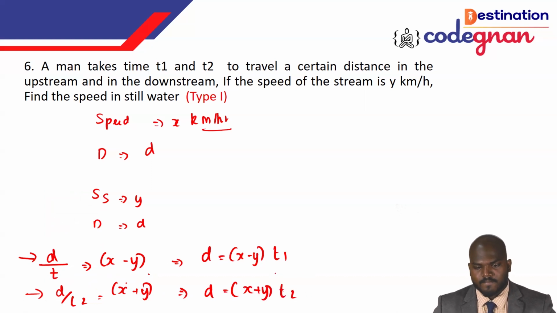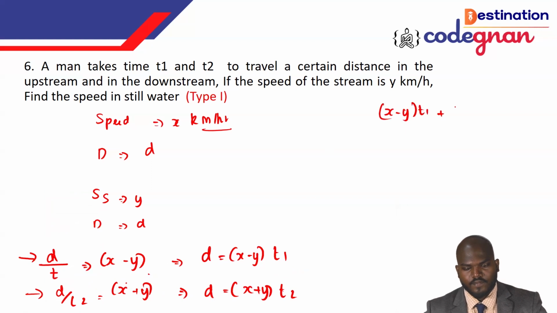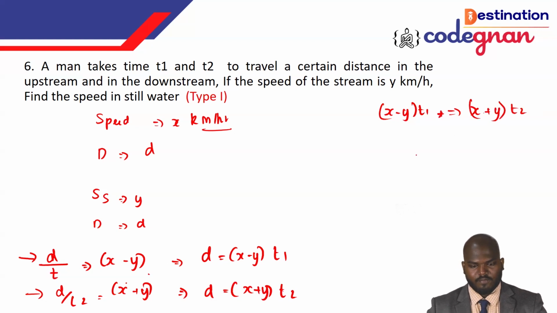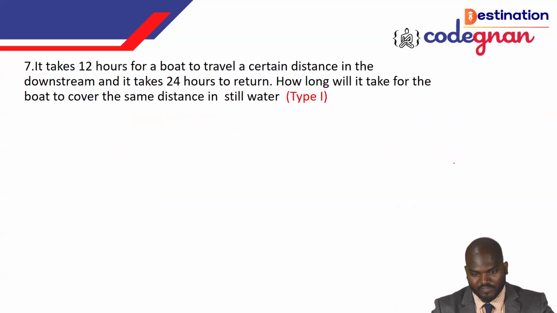And they are saying you want to add the two values here. If you are adding the two values, it will give you (x minus y) times t1 is equal to (x plus y) times t2. Once you take it up, guys, you just multiply inside. If you multiply inside, it will give you x times (t1 minus t2) is equal to y times (t1 plus t2). Sorry, very sorry.